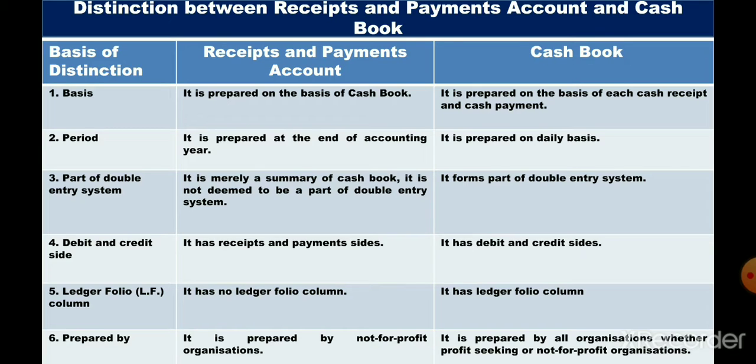Third difference is receipts and payment account is merely a summary of cash book. It is not deemed to be a part of double entry system, but cash book forms part of double entry system. Next difference is receipts and payment account has receipts and payment side, but cash book has debit and credit side. Next main difference is receipts and payment account has no ledger folio column, but cash book has ledger folio column.